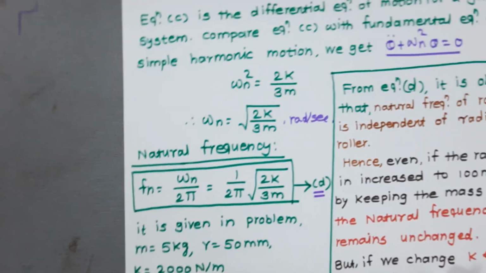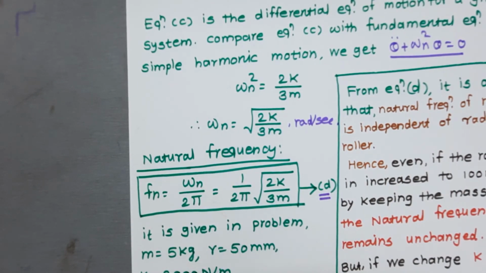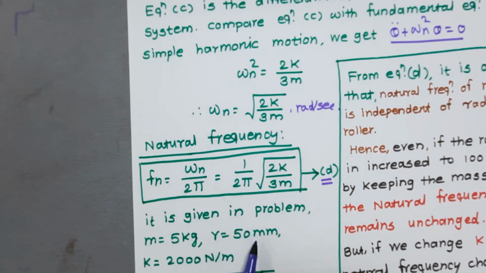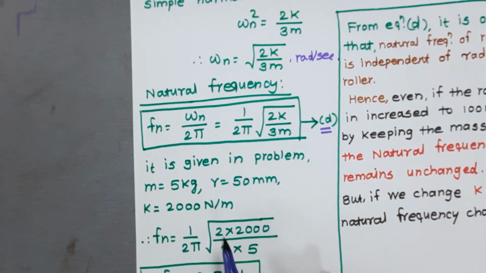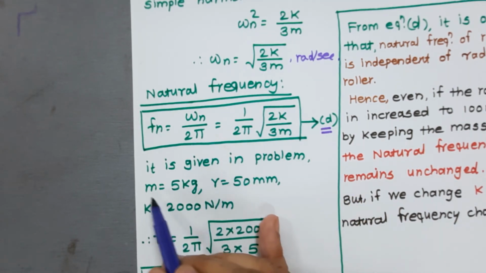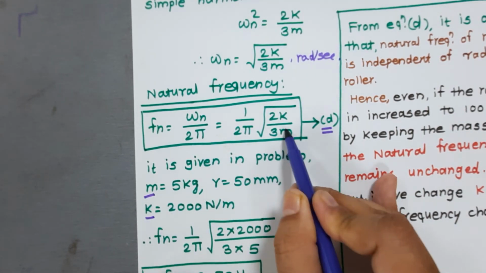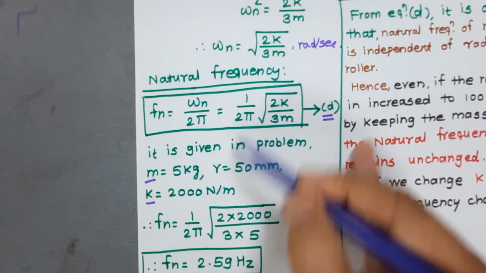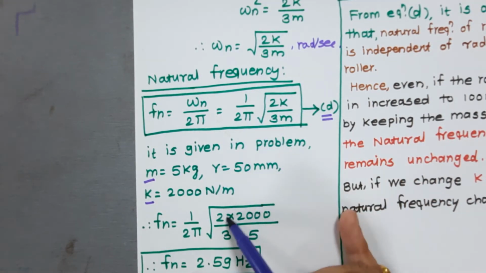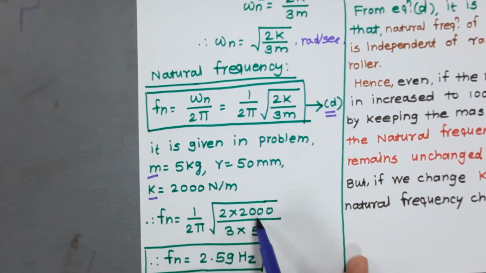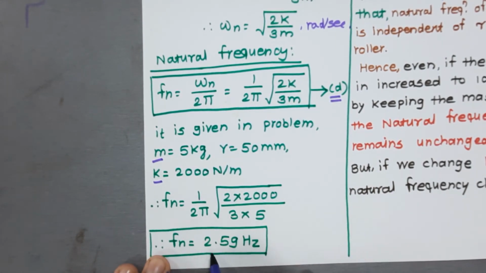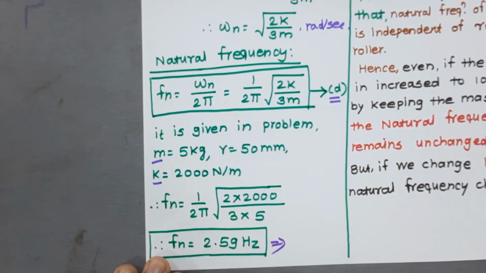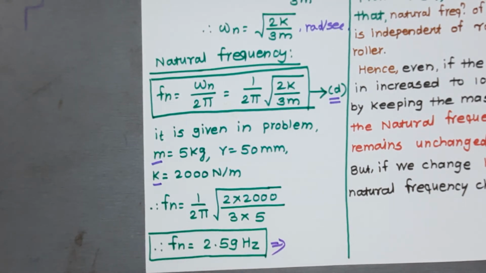It's an important equation. Now it is given in the problem that m = 5 kg, r = 500 mm, k = 2000 N/m, which I have taken initially. So put the value of k and the value of m in equation number D. We have fn = (1/2π)√(2 × 2000/5), so fn = 2.59 Hertz. This is our natural frequency of the given system.